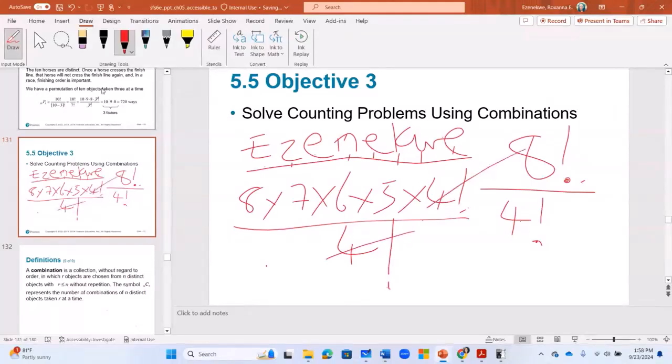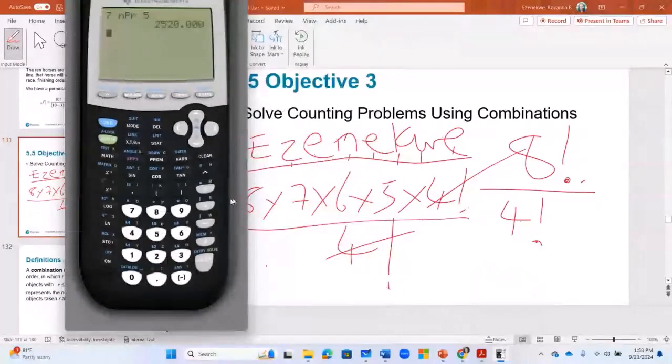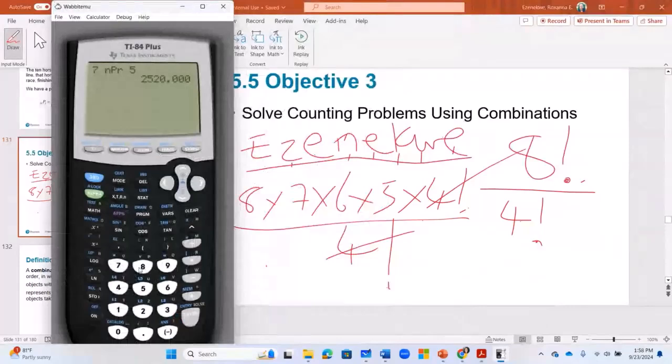Therefore, there are 8 times 7 times 6 times 5 different ways of arranging my last name, Ezenekwe. When you want to do your last name, you will do that; I'm doing mine, and you can do yours next time. The 4 factorial is taken out. So when I get my answer, it is a whopping 1,680 different ways I can arrange my last name.